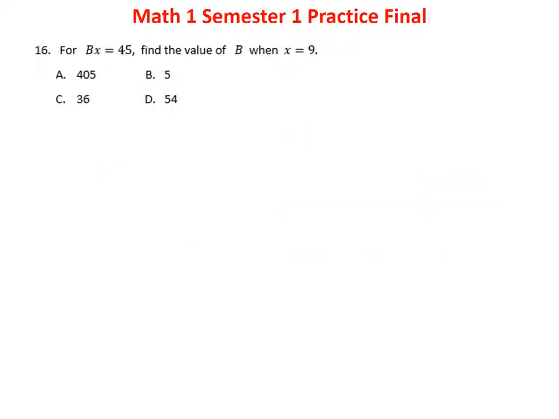Problem 16 is fairly simple. They gave us a formula, bx equals 55. They want to know what b is if we plug in 9 for x. So let's just do that. For x, put in 9. So I get b times 9 equals 45.